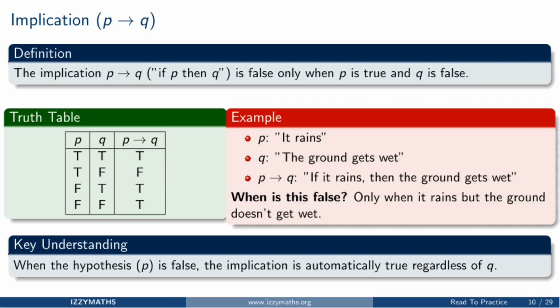Consider the example. Let P be "it rains" and Q be "the ground gets wet." Then P implies Q means if it rains, then the ground gets wet. When is this false? Only when it rains but the ground doesn't get wet. The key understanding is that when the hypothesis P is false, the implication is automatically true regardless of Q. This might seem counterintuitive, but it's how logical implication works.